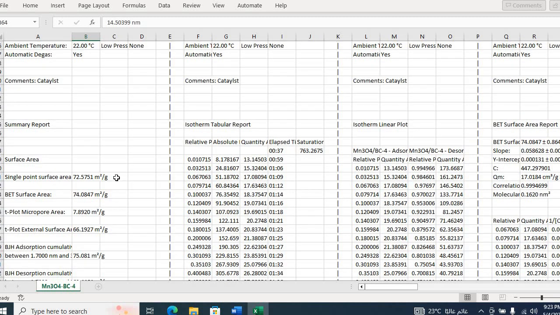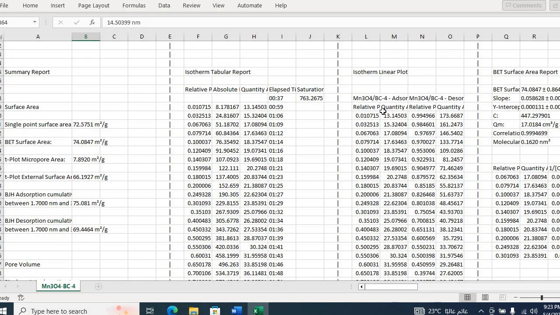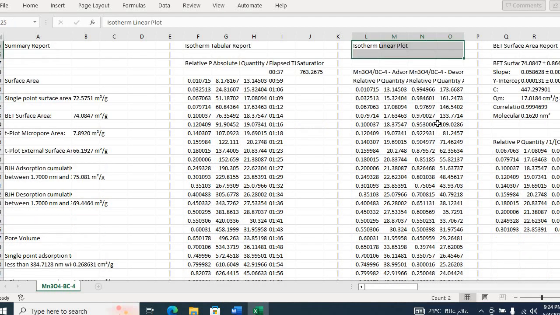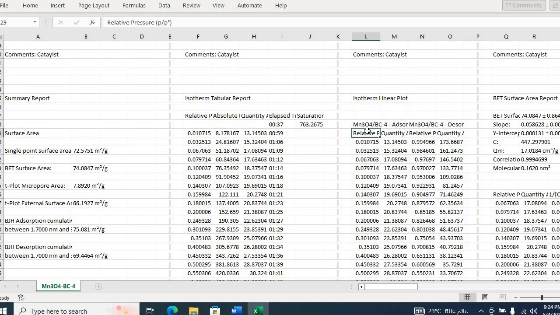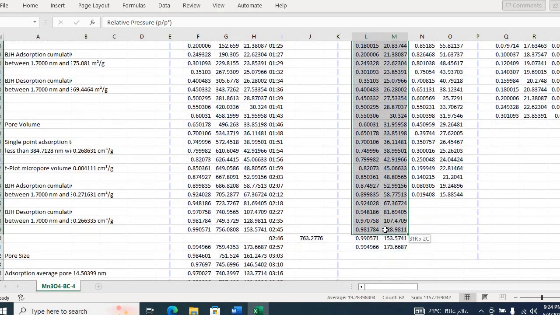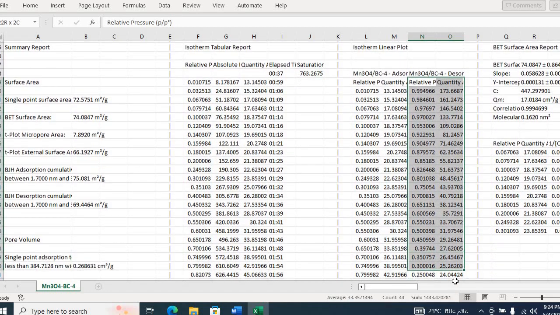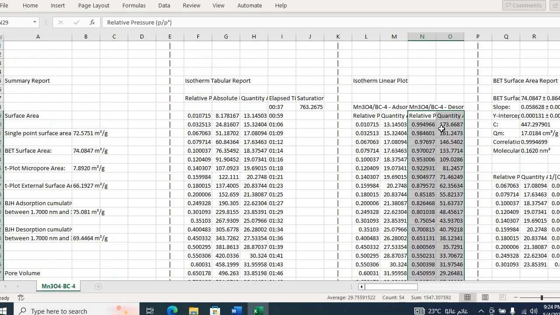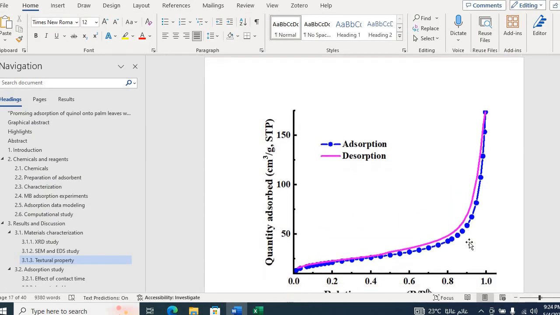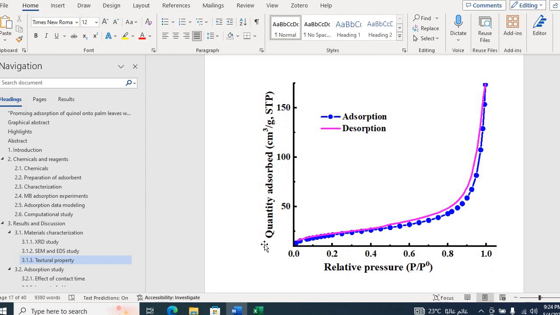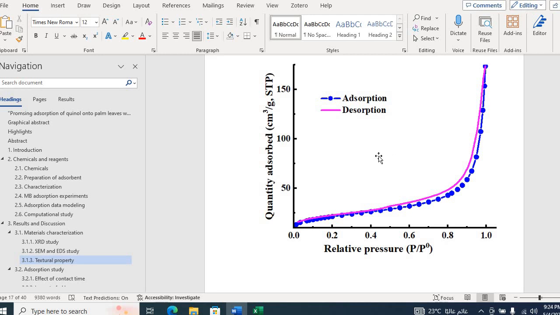Then comes isotherm plot. Isotherm table is not reported. What we report is isotherm linear plot. This is important, for example, the relative pressure, P by P naught, and quantity adsorbed. This is for adsorption and this is for desorption. So, if you plot adsorption and desorption in Origin or Excel sheet, you will get this: relative pressure P by P naught versus quantity adsorbed in cm³/g STP. This is for adsorption and desorption. This is called adsorption-desorption isotherm.